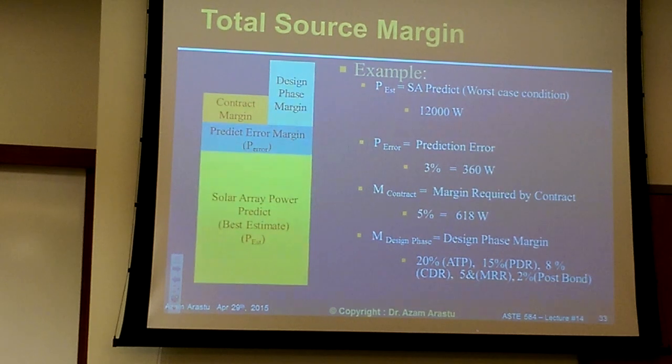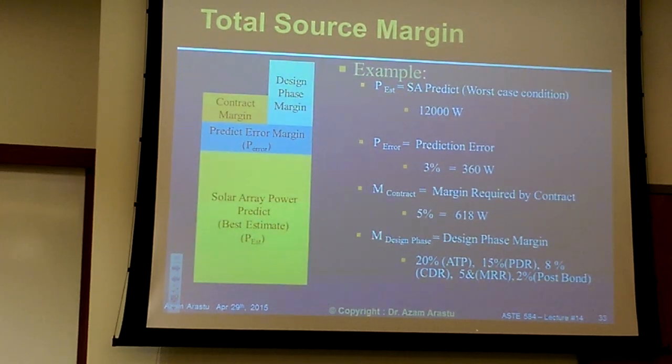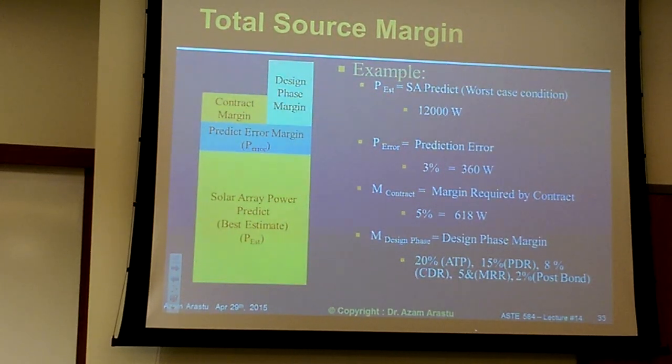PDR is, and you come up with the system, you do preliminary analysis, preliminary design, you build some hardware. So now I can reduce that to 15%, because now my maturity level goes up. As I go up the scale, I can reduce the margin.